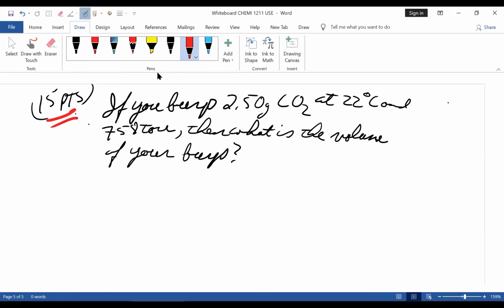All right, let me read it. 15 points. If you burp 2.50 grams of carbon dioxide, CO2, at 22 degrees C and 758 torr, then what is the volume of your burp? When you burp, most of what's coming out is carbon dioxide. I bet you never thought you would hear about burping in a chemistry class. Well, you are.